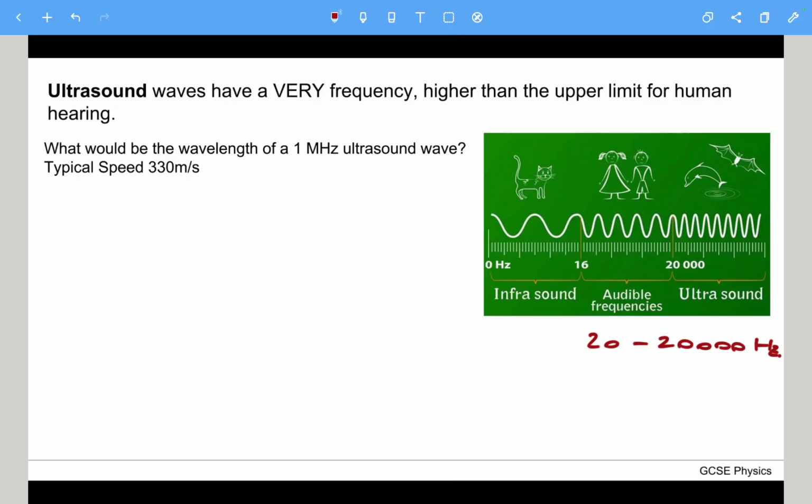So let's start with this question. What would be the wavelength of a 1 megahertz ultrasound wave? Typical speed 330 meters per second. You want to pause and have a go at that one.